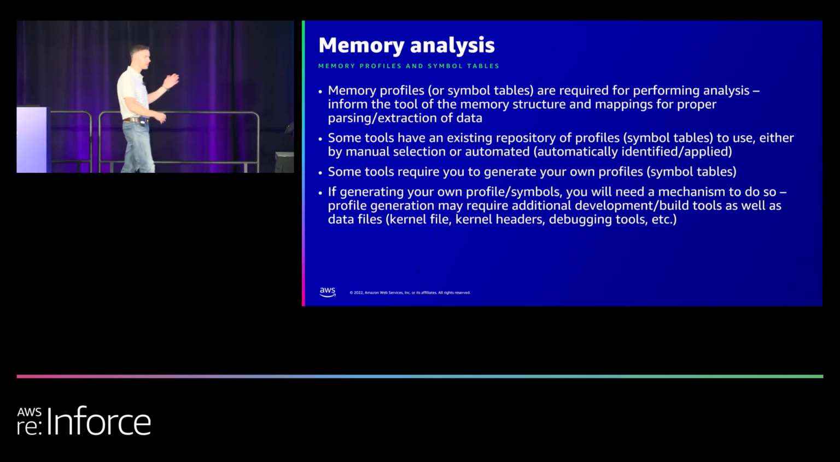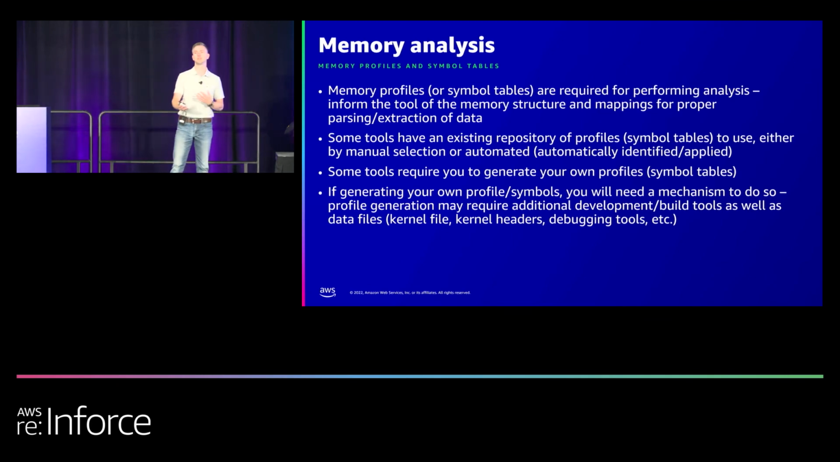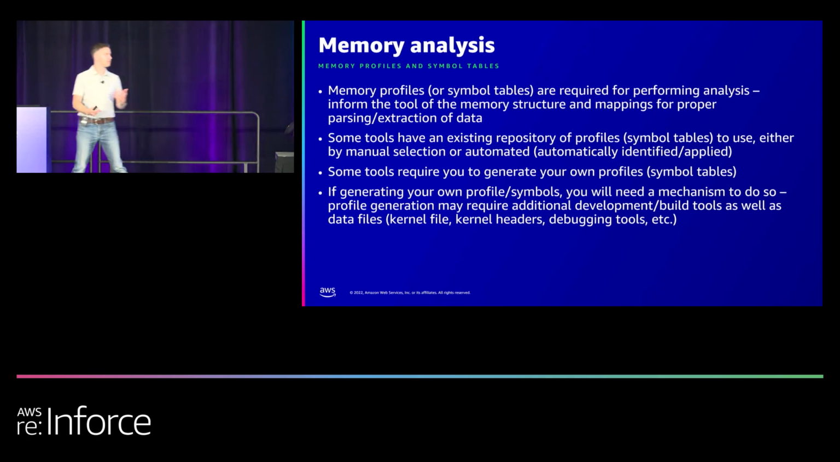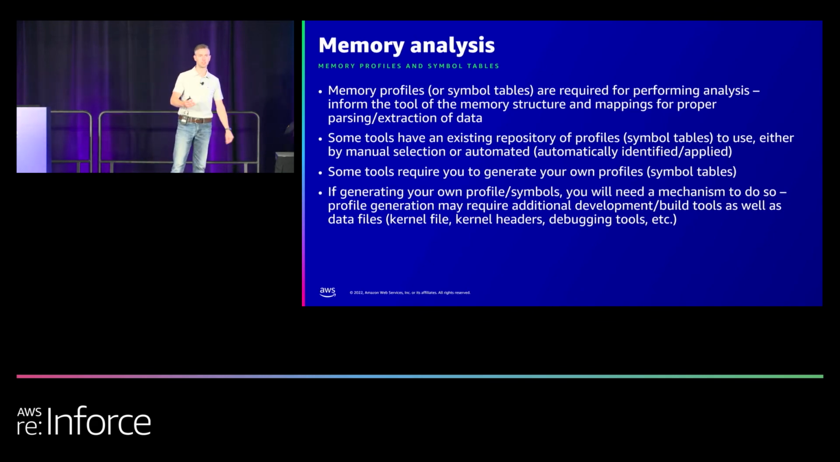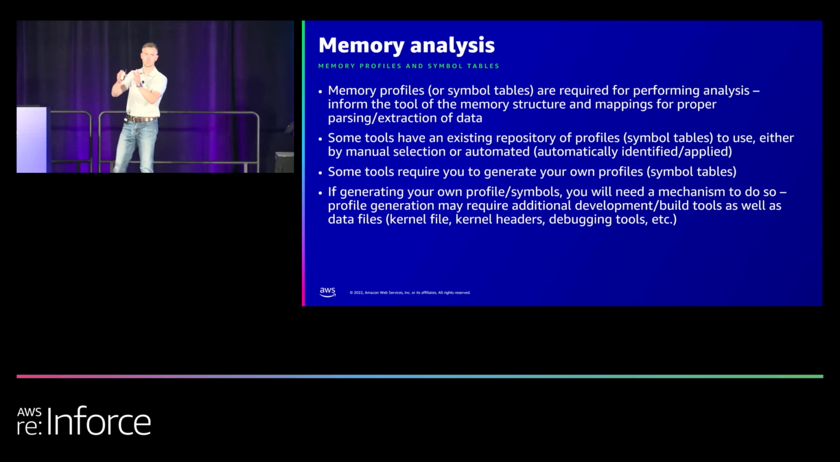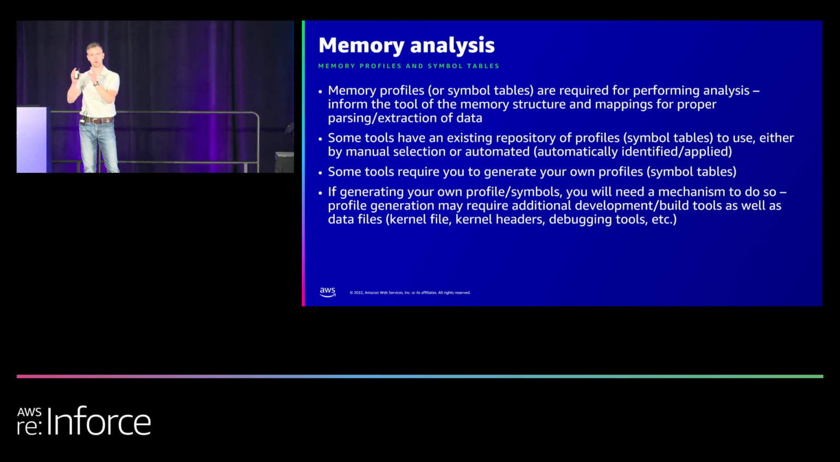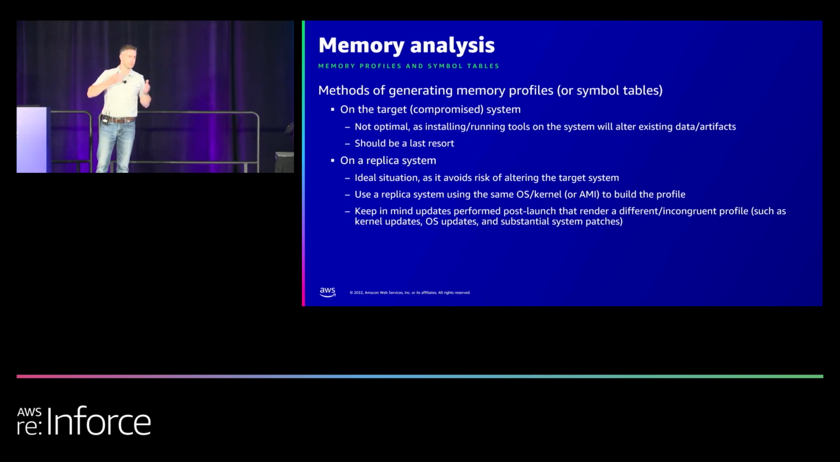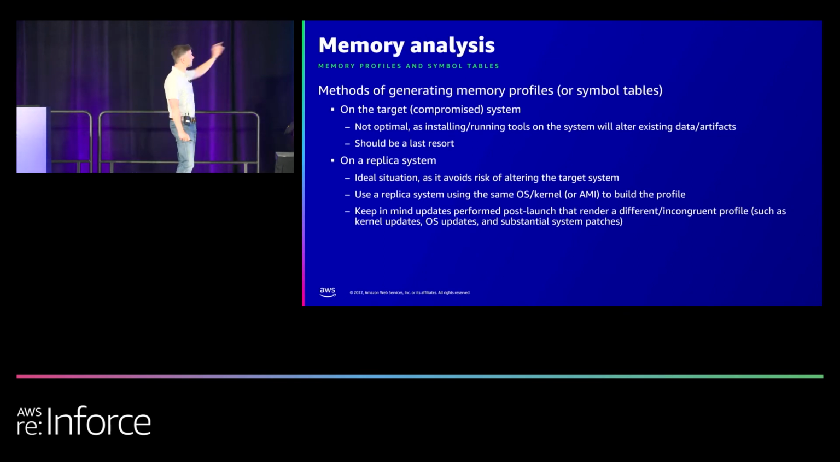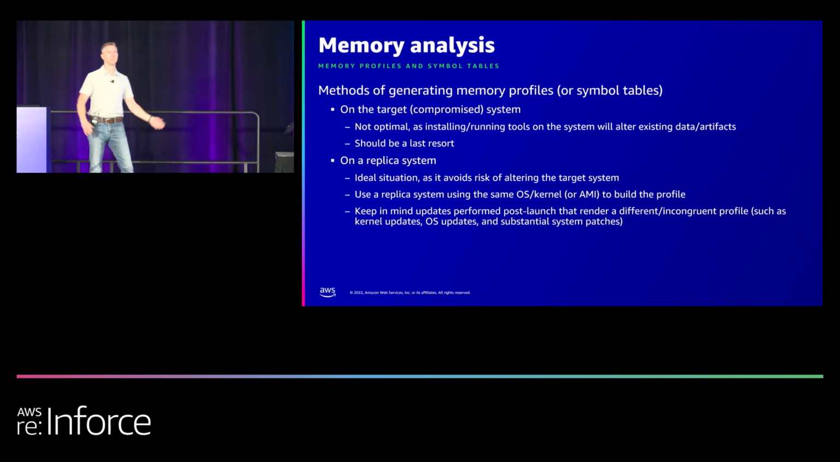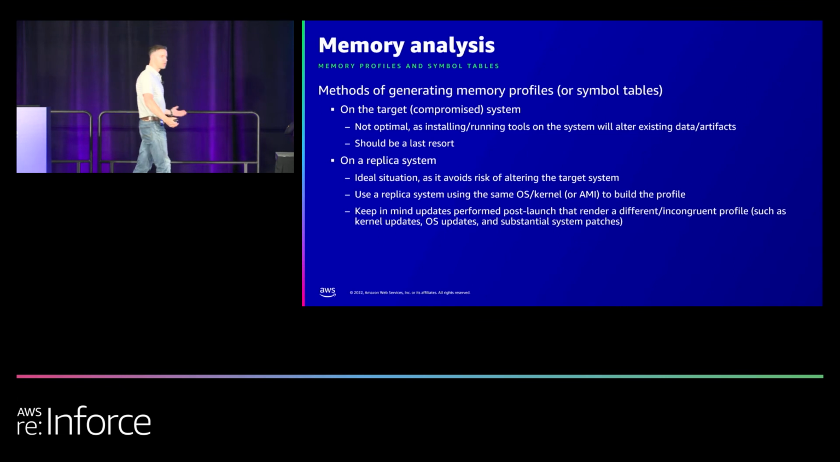Because different systems have different versions of things, different kernels for Linux. So to build these symbol tables or profiles, you're going to need to figure out how to get access to the kernel file or headers or debugging tools on a Linux system, to be able to point Volatility or whatever tool to the symbol table or profile and say, hey, we collected this image, here's how to parse it, because this is the profile that I built from a representative system. So, methods for generating memory profiles or symbol tables. There's a couple ways to do it. One is on the target, the compromised system. Is this the ideal way to do it? Absolutely not, especially if we're talking Linux as an example.